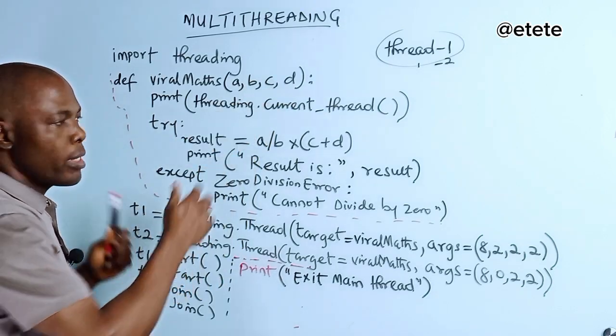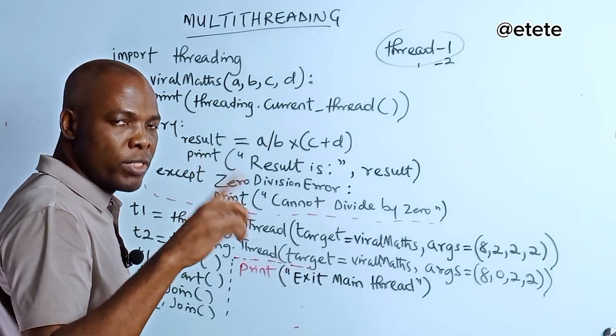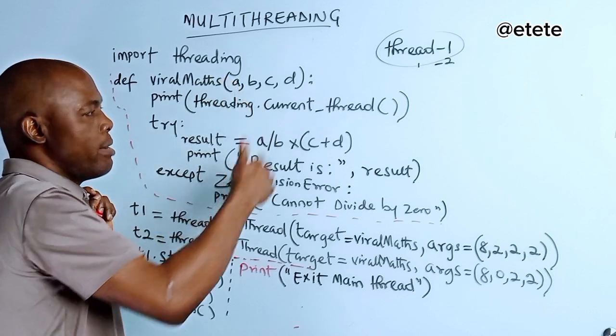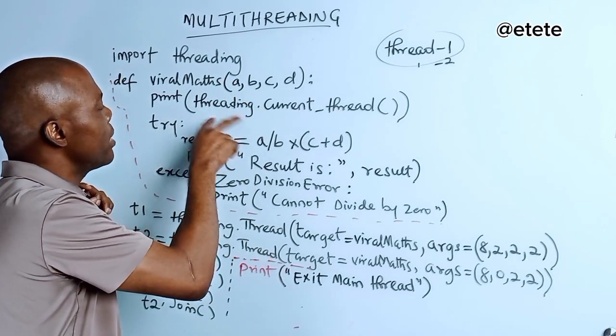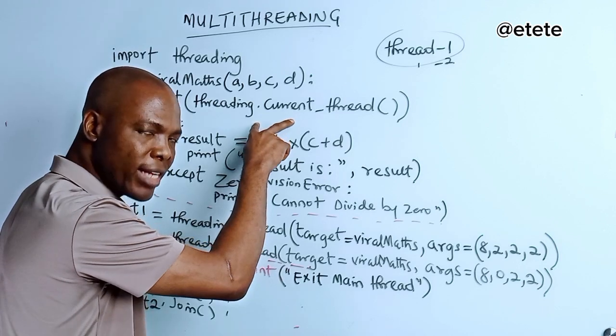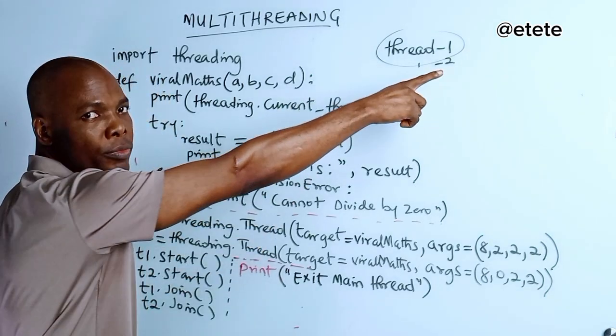Then it will come in. Since it is the first thread, which is what? Thread 1, and is concurrent. So since it is the first thread, once it gets to this place, it will print out that thread name. So it will print out thread 1.